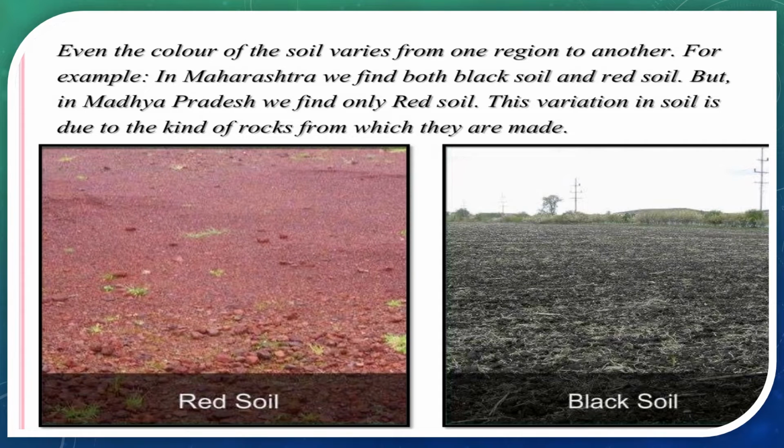Even the color of the soil varies from one region to another. For example, in Maharashtra, we find both the black soil and the red soil. But in Madhya Pradesh, we find only red soil. This variation in soil is due to the kind of rocks from which they are made.